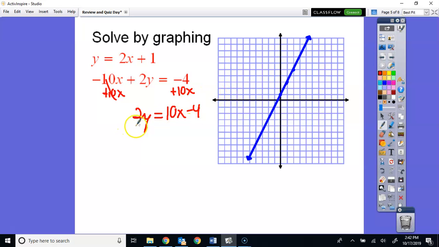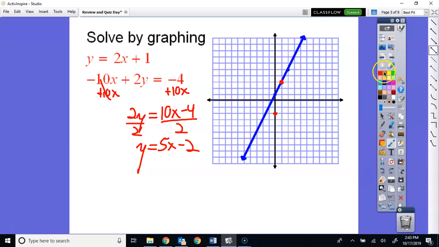Then divide by 2 on both sides to get rid of the 2 in front of the y. 10 divided by 2 is 5x. Negative 4 divided by 2 is negative 2. So you begin that graph at negative 2, and your slope is 5, so you go up 5 over 1. If you go up 5 over 1, you're going to see immediately where those two lines cross.